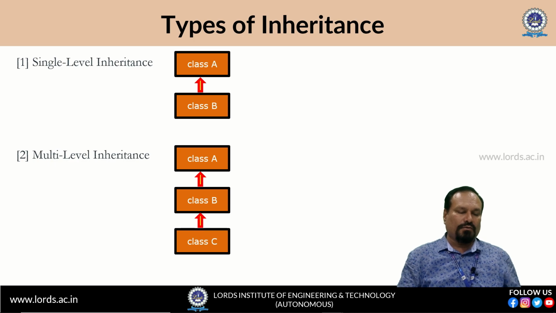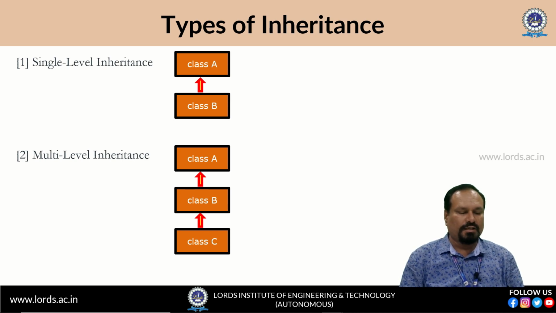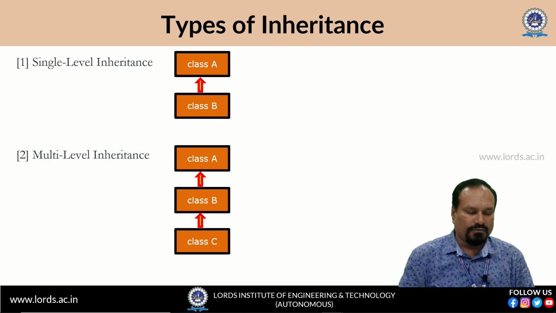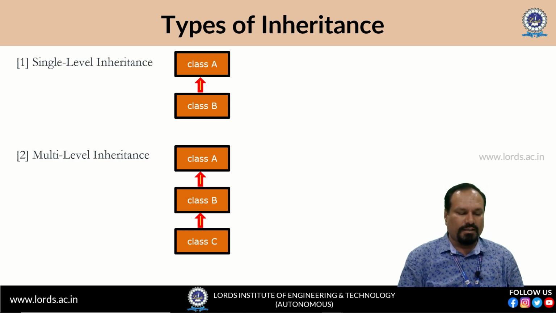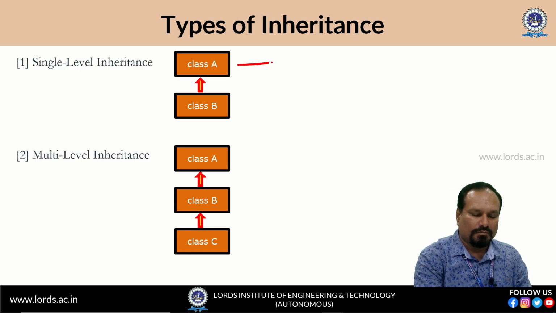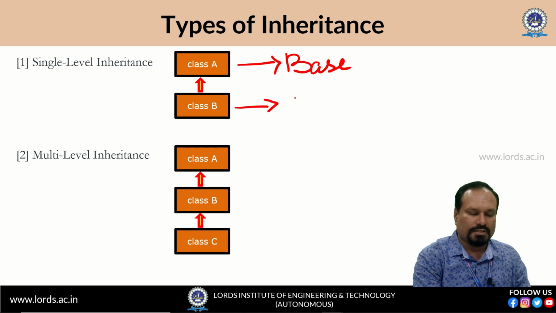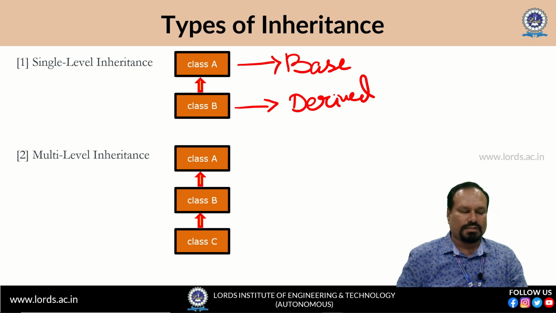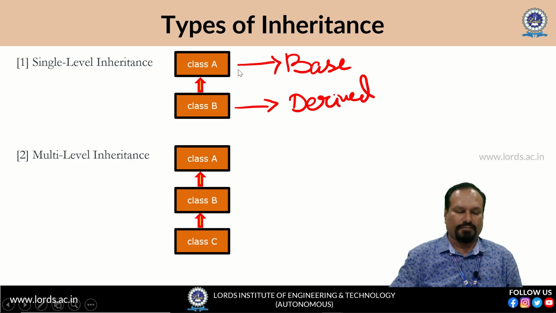Right. So we have types of inheritance. Let's discuss all those things. We have the first type, single or simple or single level inheritance. So you can see here in front of you, you have a class A and class B. Two classes are there. Means what? A is a base class and B is a derived class. So two classes are there, where class B is derived from class A.